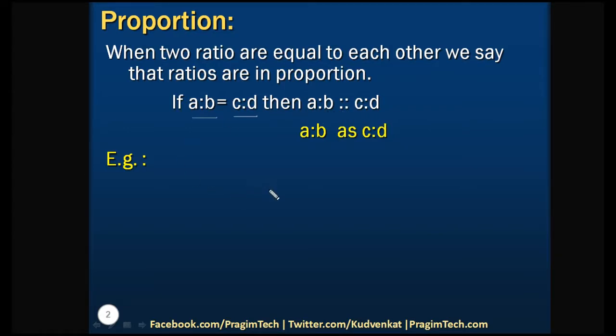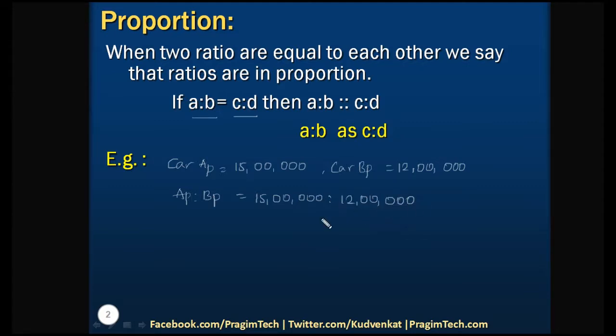Let's understand this by considering one example. Car A, its price, let's take it as 15 lakhs, and car B price as 12 lakhs. Now I want to represent it as a ratio, which will be AP is to BP, that is price of car A is to price of car B, which is 15 lakhs to 12 lakhs, right? By cancelling out all the zeros and common factors, it will be 5 is to 4.